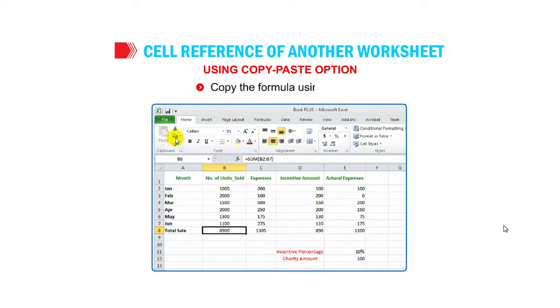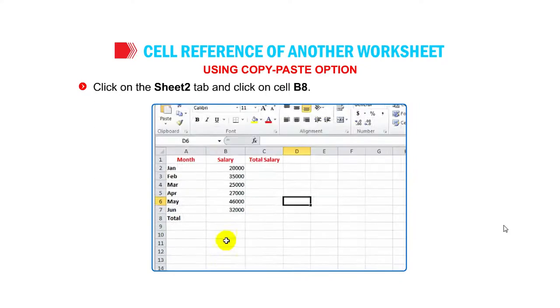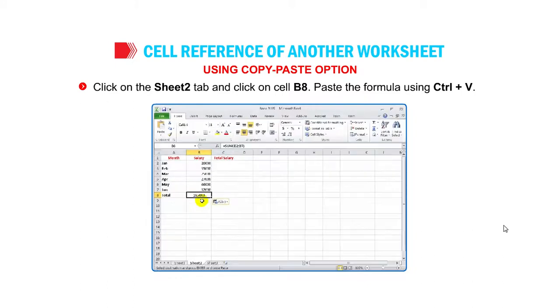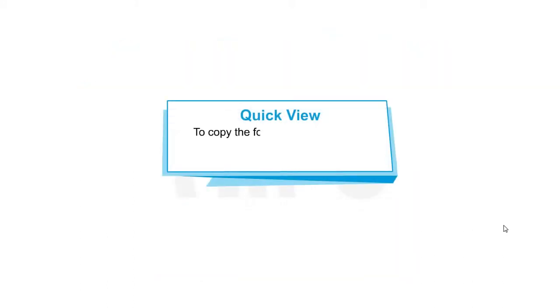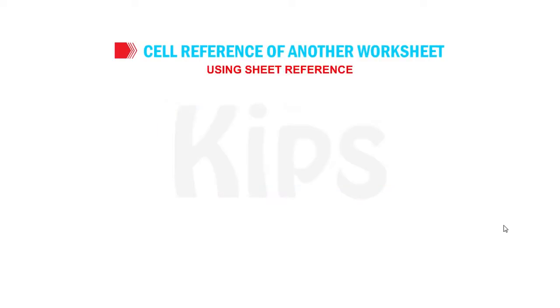Copy the formula using Ctrl+C. Click on the Sheet 2 tab and click on cell B8. Paste the formula using Ctrl+V. Let us know more. To copy the formula to all cells in the selected range, press F2 and then press Ctrl plus Enter key.